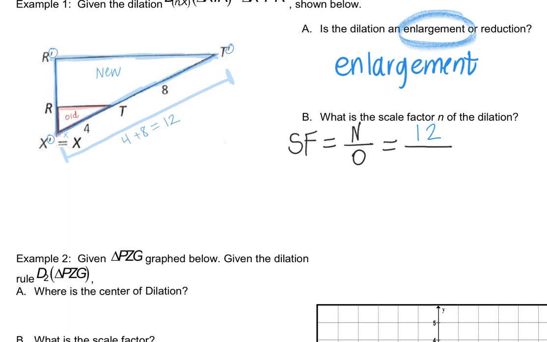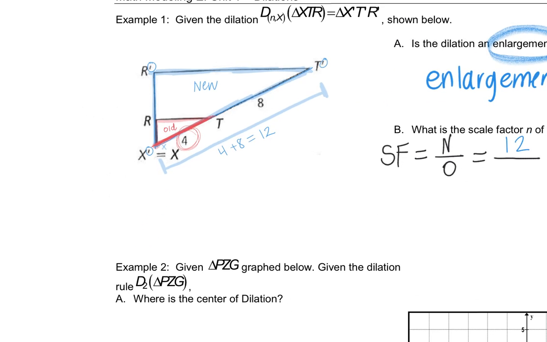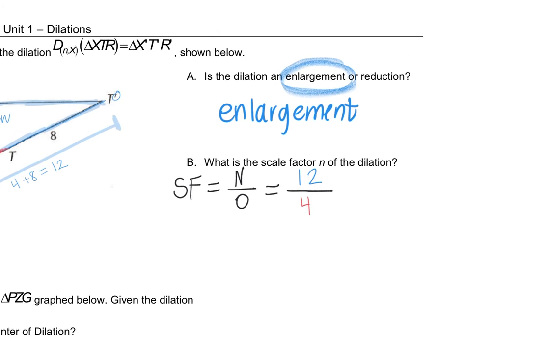Okay, and I need my old side. So let's look at the old side. So my small triangle, the old side is from X to T. So right here, when I'm putting in red, this is the small corresponding side to X prime T prime. So I'm going to say that this is 4 because that's what it says right there. That particular small part of your triangle is 4. So I'm going to say 4 here. So 12 divided by 4, you can go to your calculator and put that in there, a division of 12 over 4. It should give you 3 when you put it in your calculator.